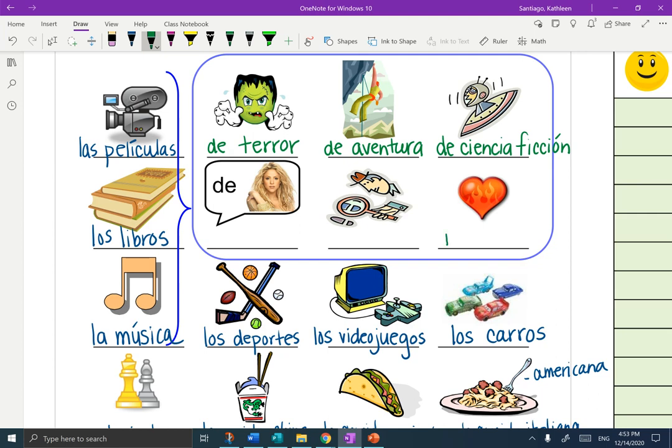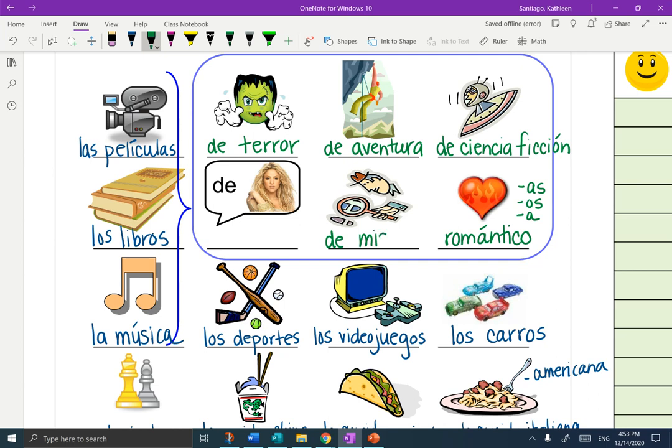Let's go to the one below that. Romántico. Now, I don't need the de in front of this one. I can say las películas románticas. Remember, if I'm talking about películas, I'm going to change it to románticas. If I'm talking about los libros, románticos. La música romántica. We can add that one in, right? La música romántica.